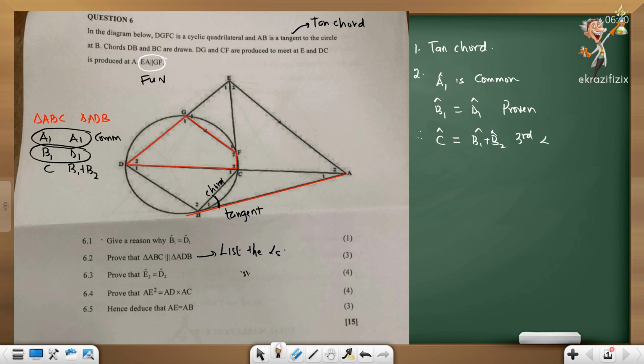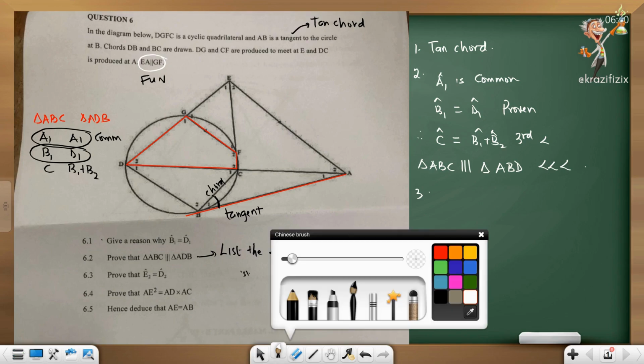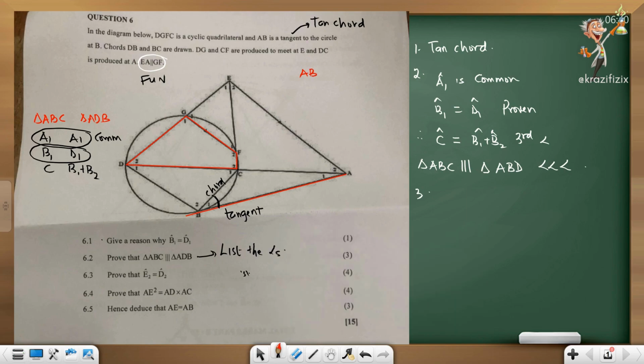You write third angle. We can conclude therefore that triangle ABC is similar to triangle what? ABD. What's your reason? Angle, angle, angle. We are done. This is what I wanted to quickly note. Every time you prove your similarity, please write your ratio somewhere. Okay, so we said ABC and ABD.